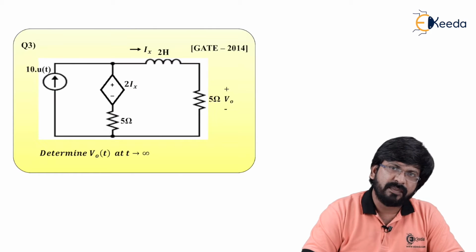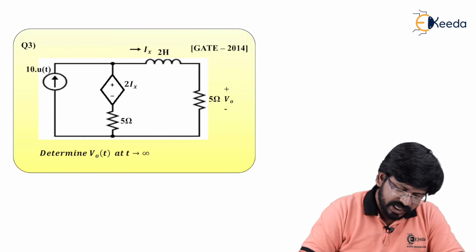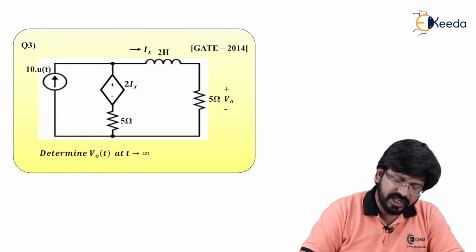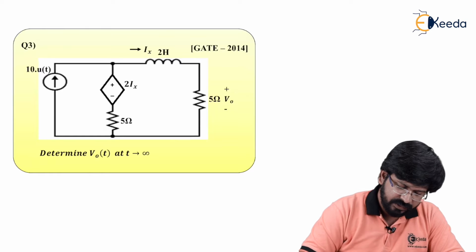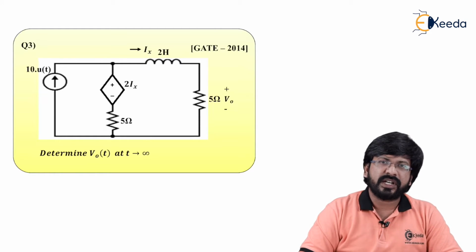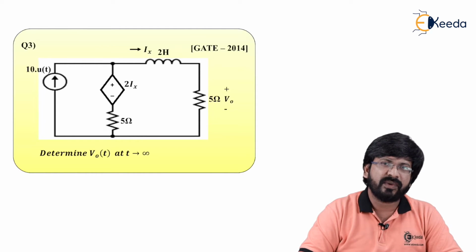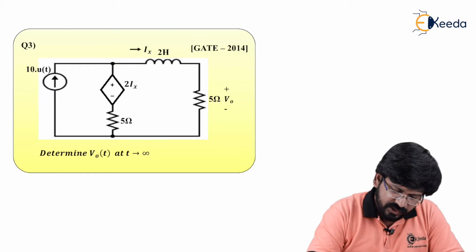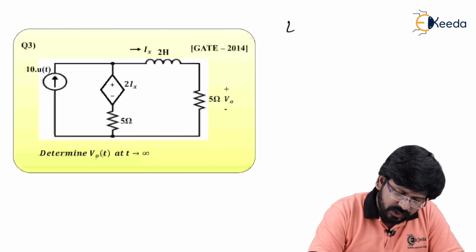Question number 3 has now appeared on your screen. They are asking you the value of V naught of t at t tends to infinity. So as I said earlier in the previous videos, when it comes to t tends to infinity, you don't have to think about initial conditions, because irrespective of initial conditions, you know the fact that a capacitor acts as an open circuit and an inductor acts as a short circuit when t tends to infinity.